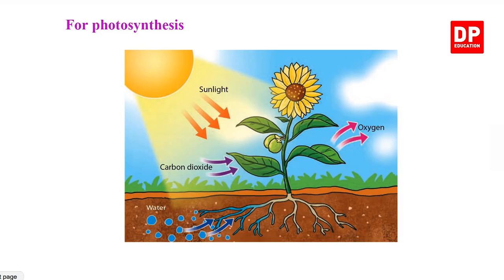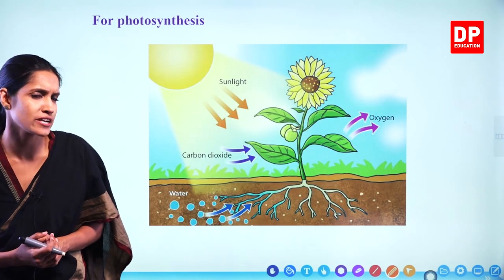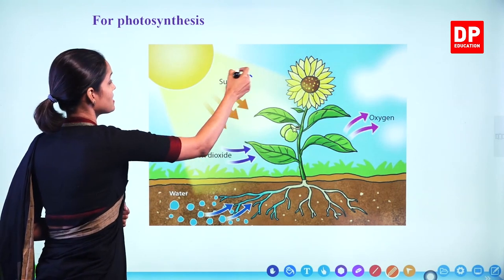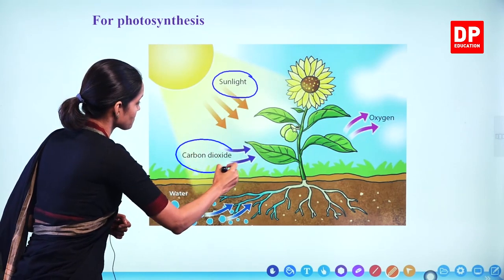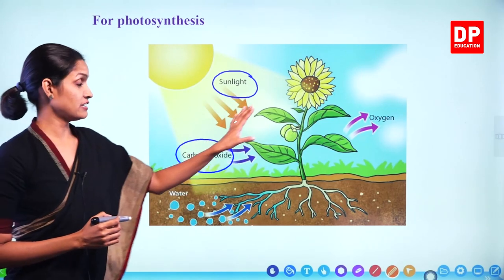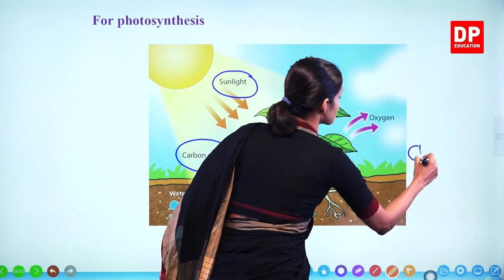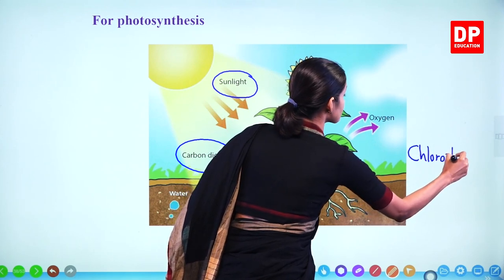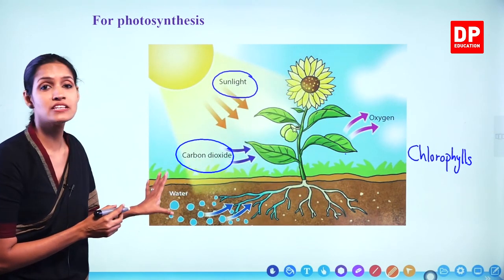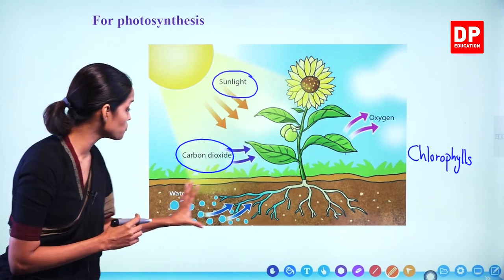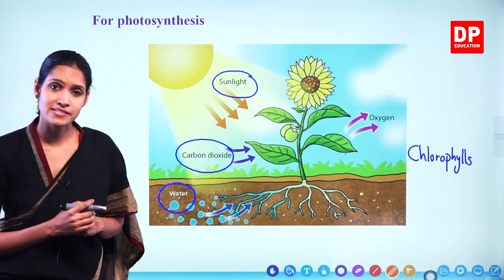For photosynthesis. Now, you all remember there are four factors affecting photosynthesis. What are those four factors, children? Yes, sunlight, carbon dioxide gas present in the atmosphere, right? And the green color substance, what is the name of that? Yes, that is chlorophyll, the green color pigment present in plant leaves. And the last one is water. Where can they absorb water? From the soil. So water is the next factor.